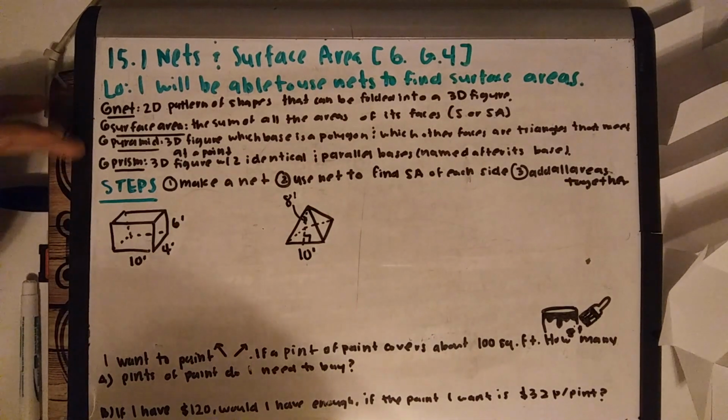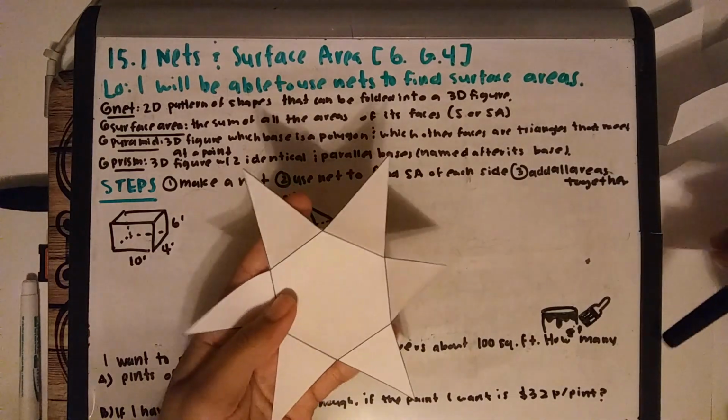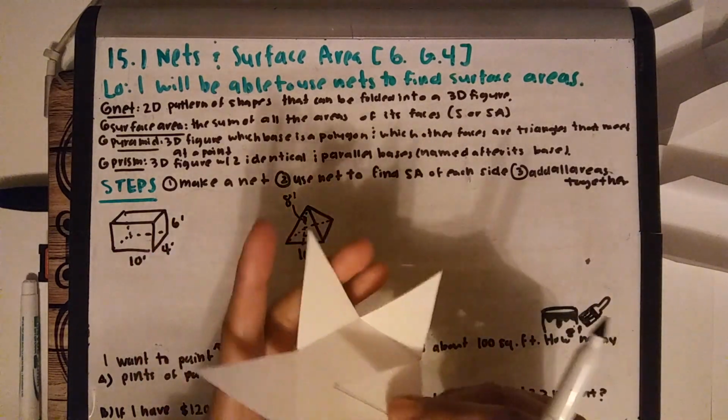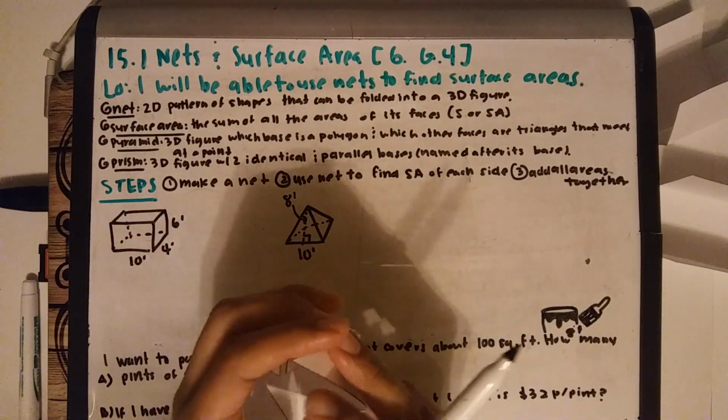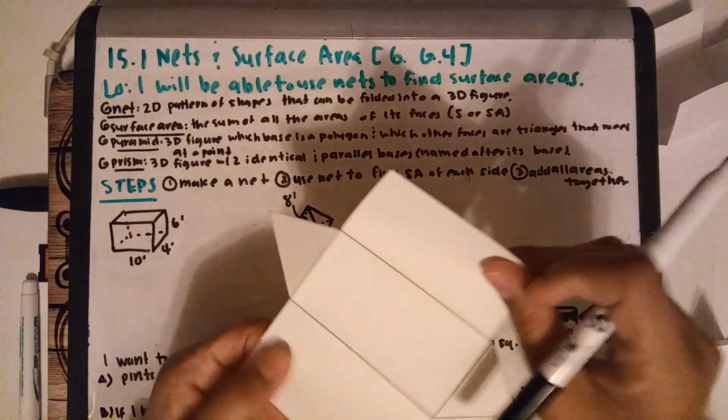A few vocabulary words. So net is basically a two-dimensional pattern of shapes that can be folded into a 3D shape. So all of these are nets. Okay, I can fold this once and I can create a 3D figure. So we'll go over those, but all of this basically are nets when I unfold them.